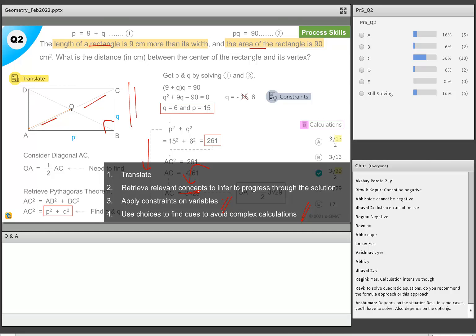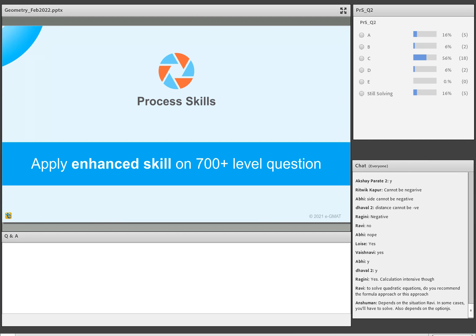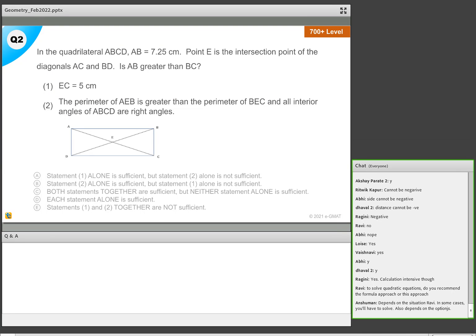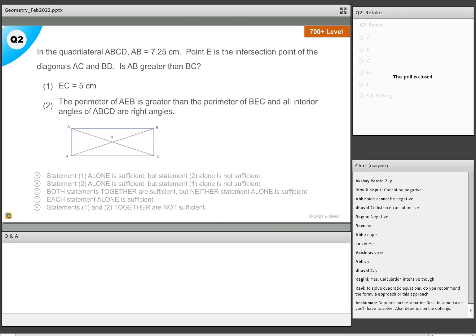All right. So now let's come to the 700 level question again. You guys have already solved this question. I'm going to bring the poll for this. You guys are going to solve this again now. And let's see how we do it this time. As always, guys, do click on still solving. That way, it helps everybody.